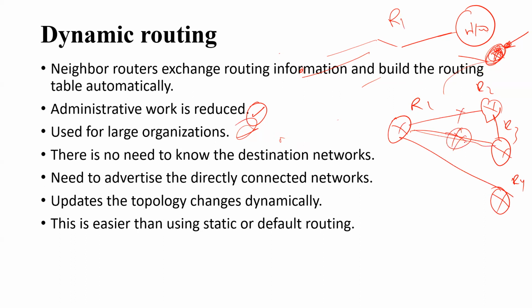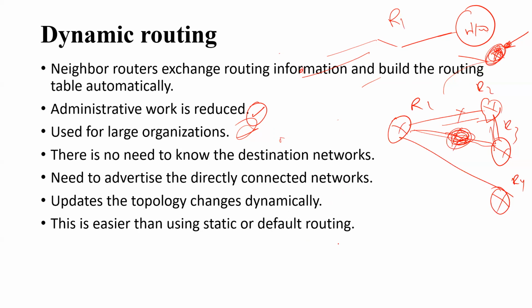But for some reason, the link has failed. Then this dynamic routing protocol has the capability to share the information through R2 and R3. So that is called a dynamic topology change.